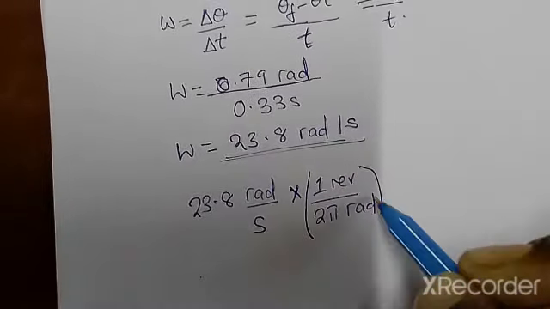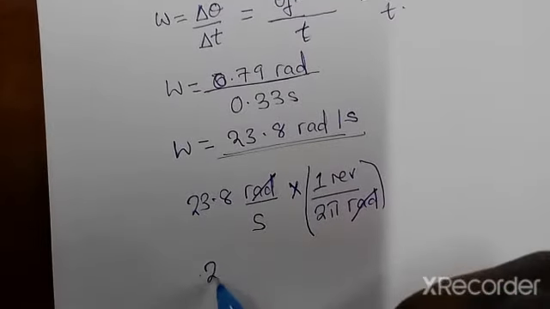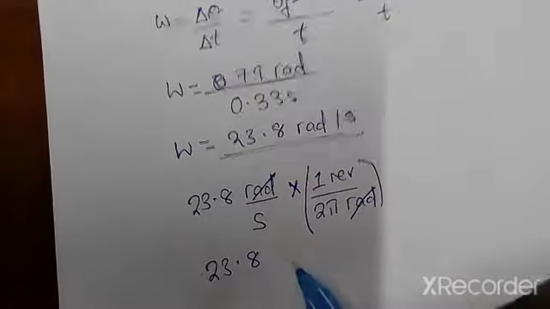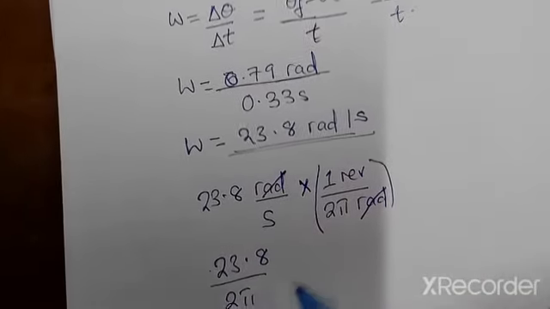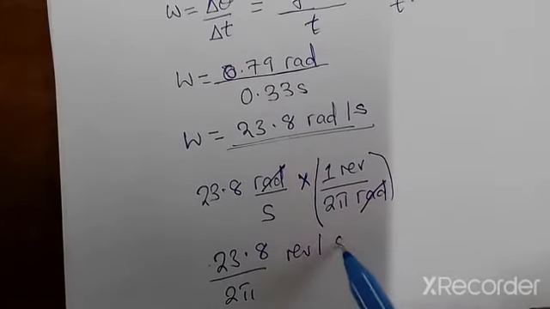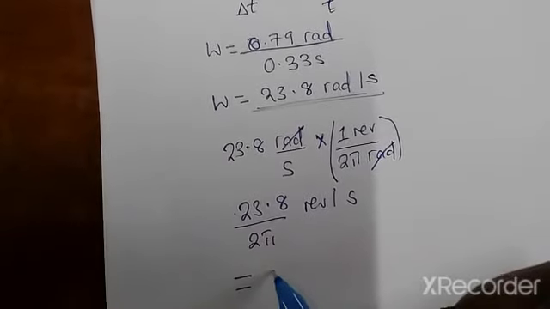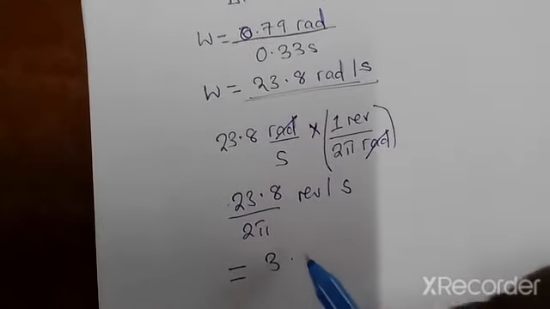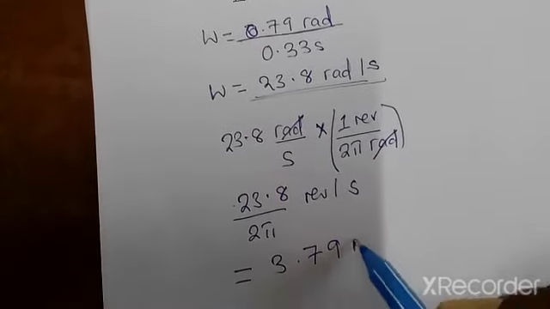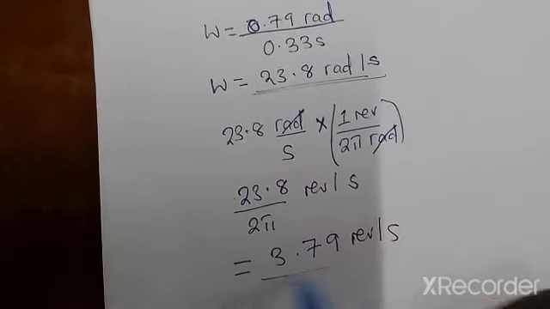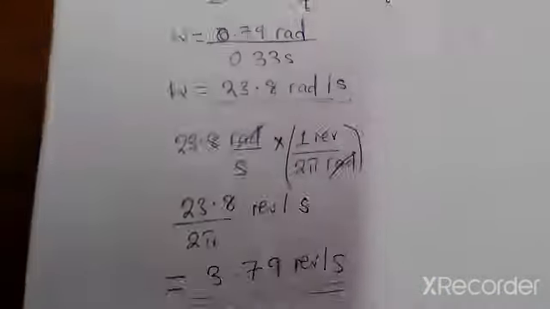Radians will divide with radians and we'll have 23.8 divided by 2 pi revolutions per second, and that will give us 3.79 revolutions per second. That's what we have there. So that's been calculated.